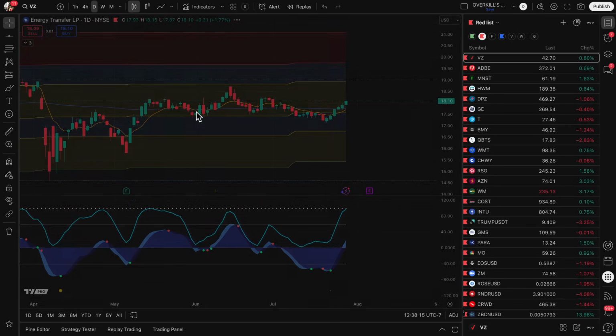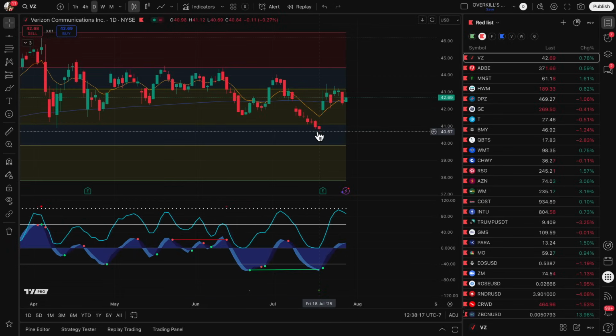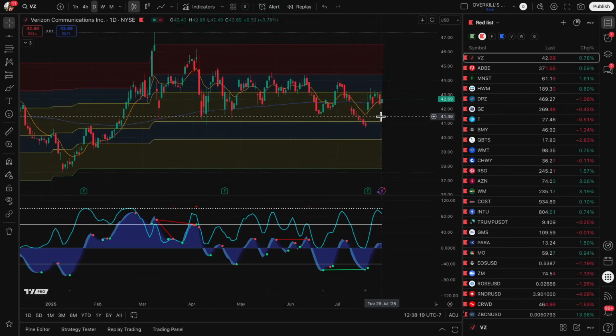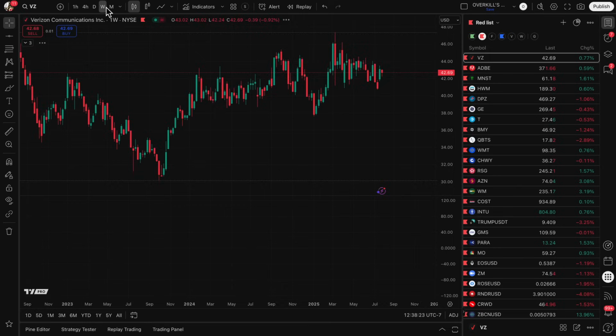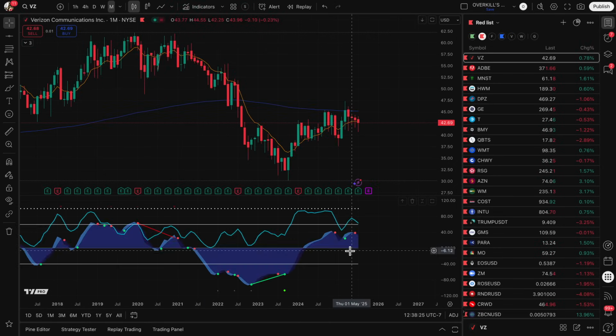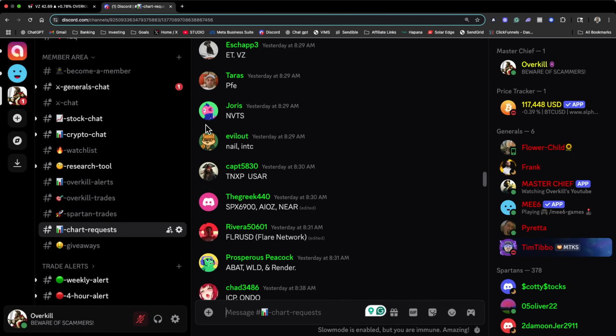Verizon. Verizon had a nice sell-off down to 40, and then it popped back up. This is a very choppy stock, so not really what we're looking to play with here. I think it's red here on the monthly as well, so I'd want to see a bigger correction on that.